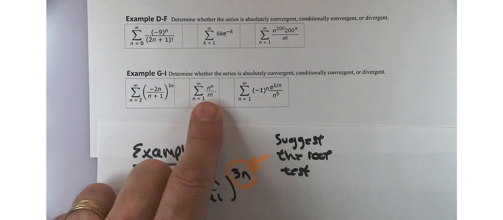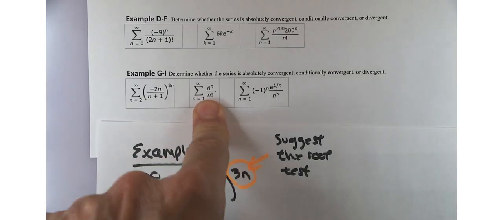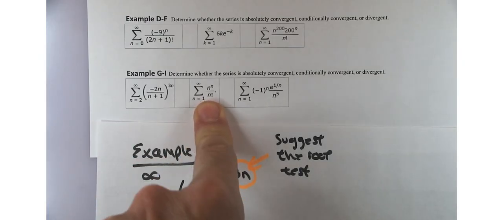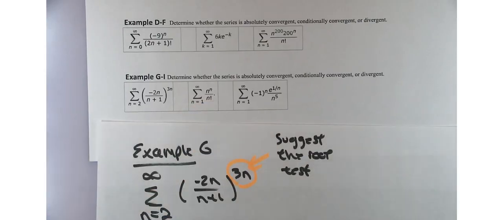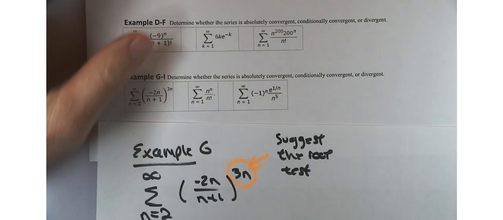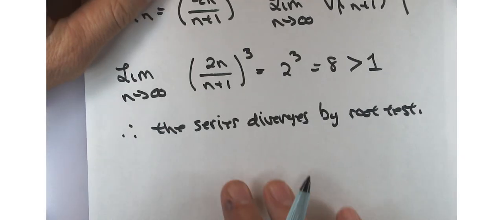Because of the factorial, I'm thinking which test? Root test or ratio test? Ratio test. So let's work on this with the ratio test. And let me also take the time to remind you of something about relative growths.